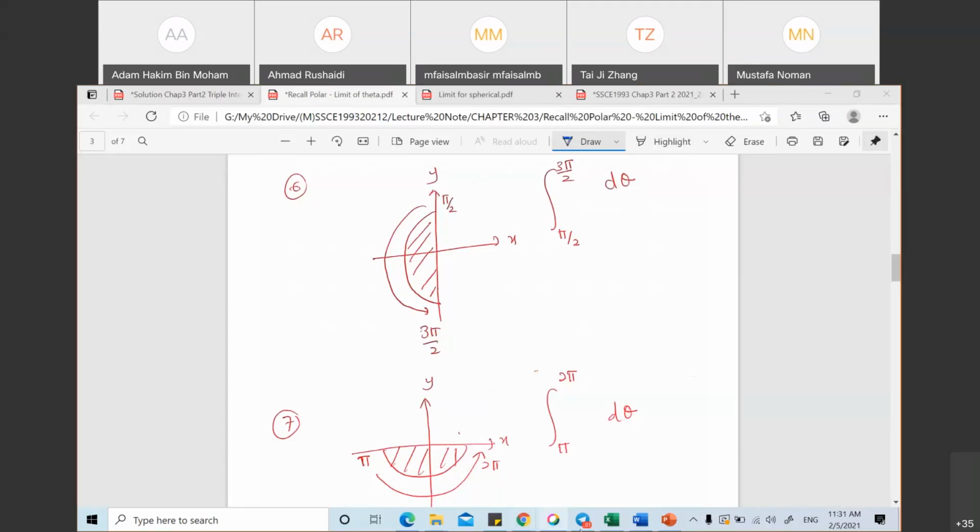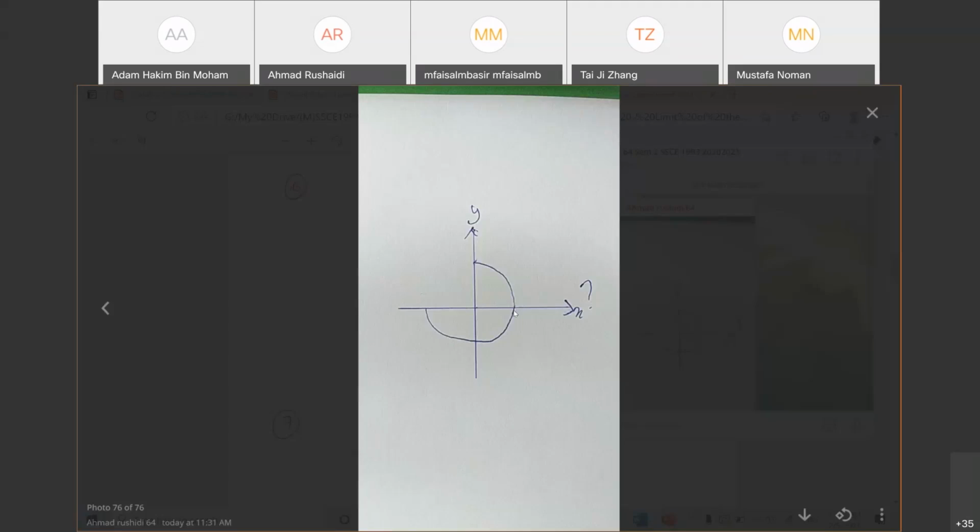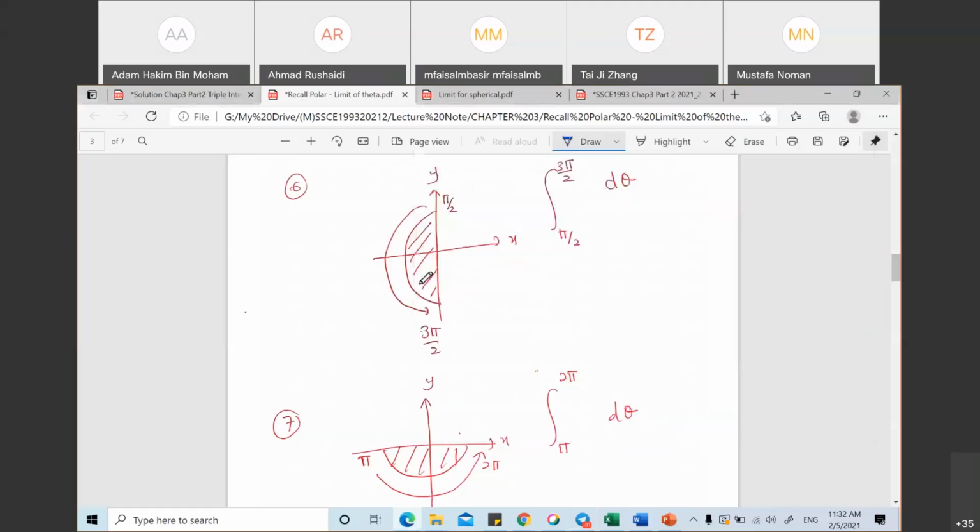Okay, let me see the Telegram. So which one? How to do this? If this, you have to split into two. If I see here, one is from here to here, and another one is from here to here. So if it involves a double integral, you have to do two double integrals.